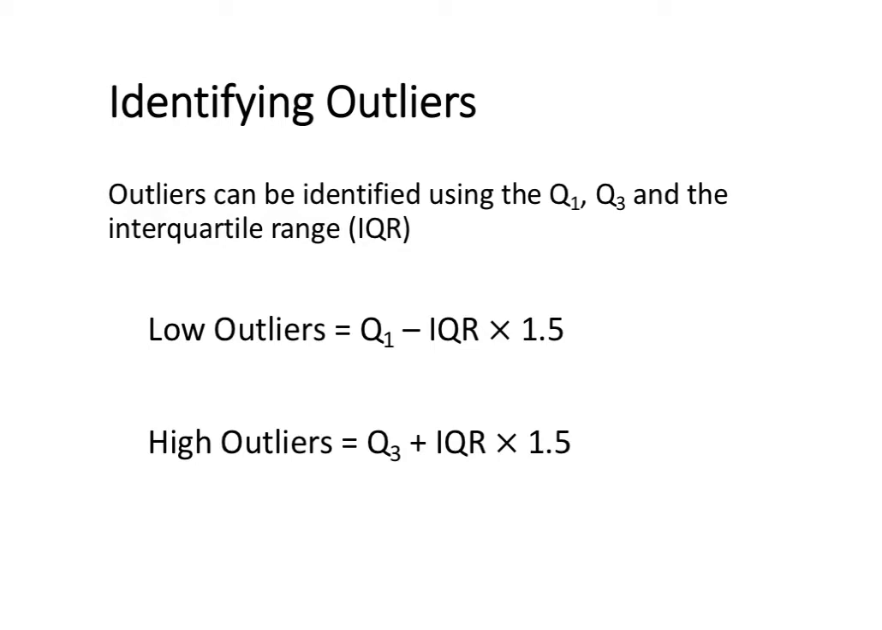To identify a low outlier, use the formula quartile 1 subtract the interquartile range, multiplied by 1.5. And to calculate high outliers, you use the formula quartile 3 plus the interquartile range times by 1.5. Now, if you have any numbers that fall outside of those calculations, then they can be considered outliers within your data set. So let's have a look at an example of how to identify an outlier.